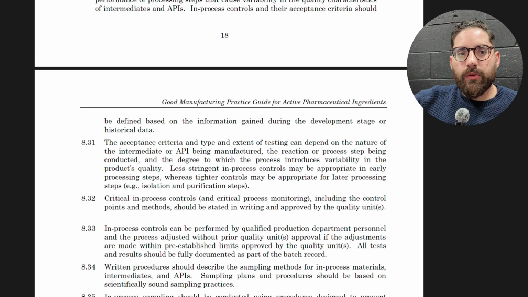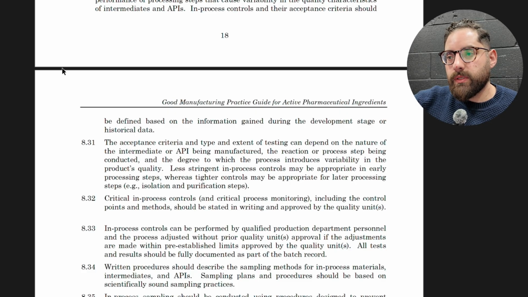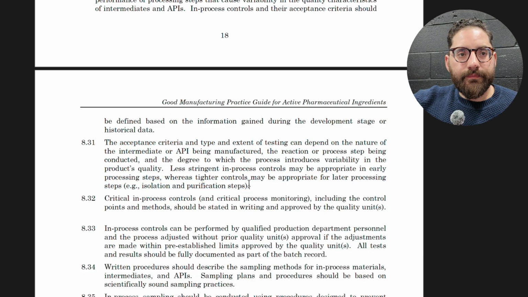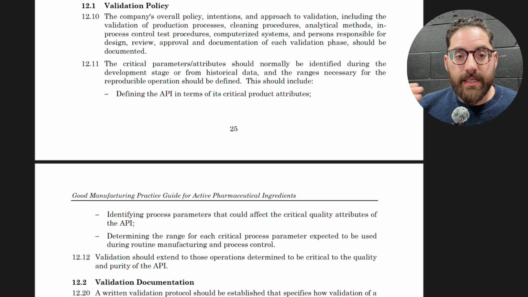Your in-process controls aren't static. They depend on where you are in the process and how much variability is introduced. So the acceptance criteria and type and extent of the testing can depend on the nature of the intermediate or API being manufactured. Less stringent in-process controls may be appropriate early, where tighter controls are expected as you move further on in the process. The next section I wanted to highlight is section 12, which focuses on validation.